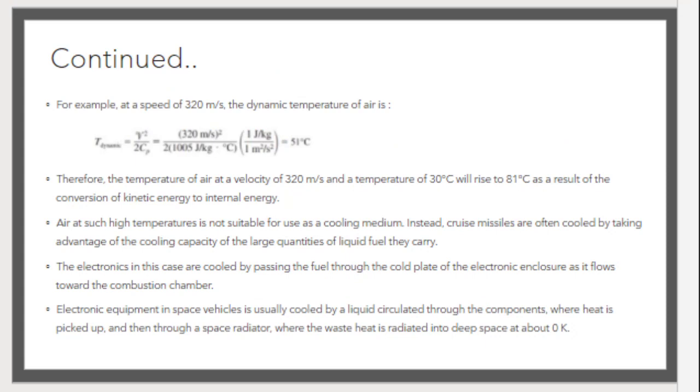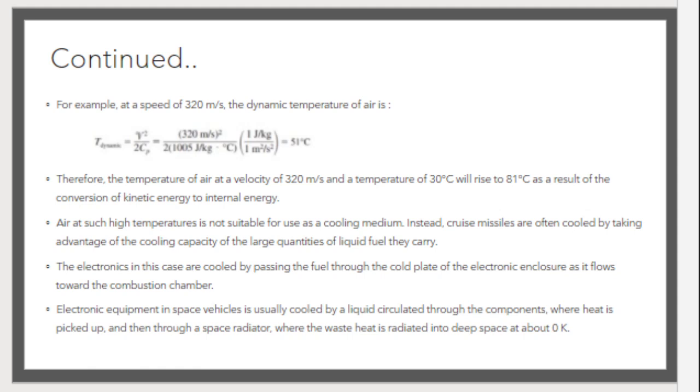For example, at a speed of 320 meters per second, the dynamic temperature of air can be calculated as T_dynamic = V² / 2Cp, where Cp is the heat capacity of air. This equation gives us 51 degrees Celsius. Therefore, the temperature of air at a velocity of 320 meters per second and a temperature of 30 degrees will rise to 81 degrees as a result of conversion of kinetic energy to internal energy.